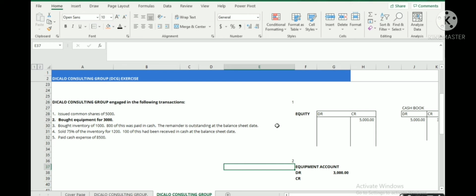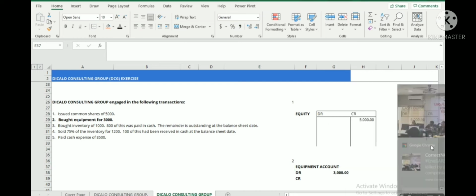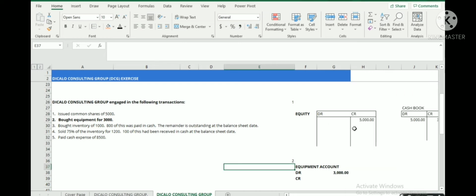So now we have treated the first 2 transactions of Dicalo Consulting, which is what? Issue of common shares and acquisition of what? Equipment for $3,000. We have agreed that since the owner of the company issued shares of $5,000 in the company, it means that the business was receiving cash, and that is why we have debited our cash account with $5,000. And we have said that since this business has received this cash of $5,000 and the cash does not belong to the business, it means that the business needs to recognize the fact that they are owing that $5,000 to the owner by crediting what we call the equity account, because equity is increasing and double entry principles have said we should credit.